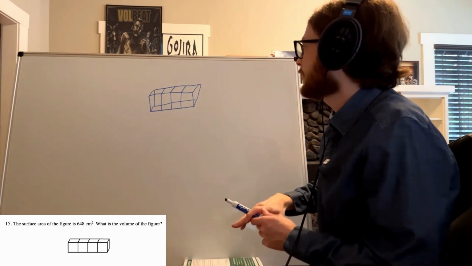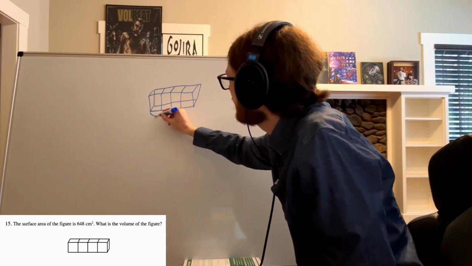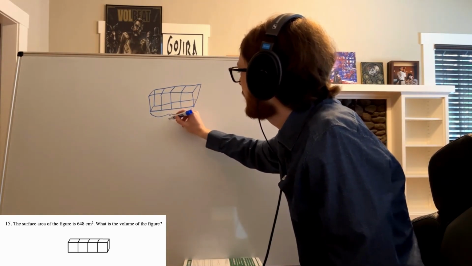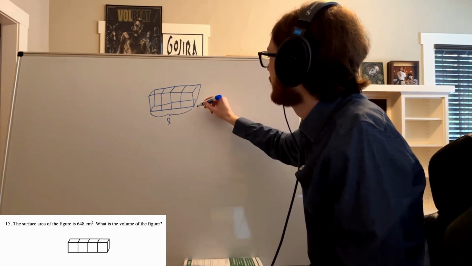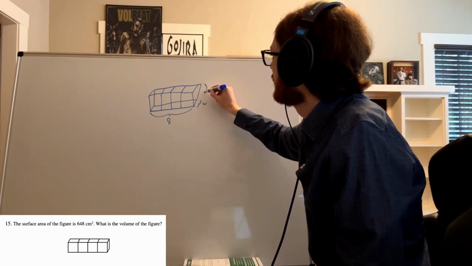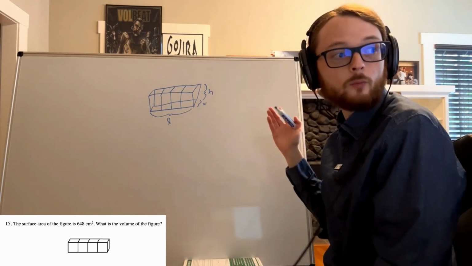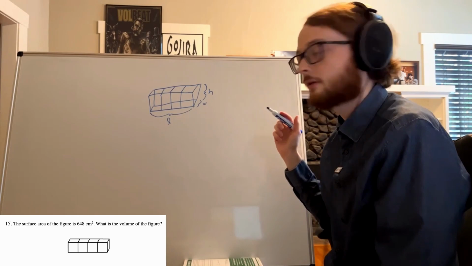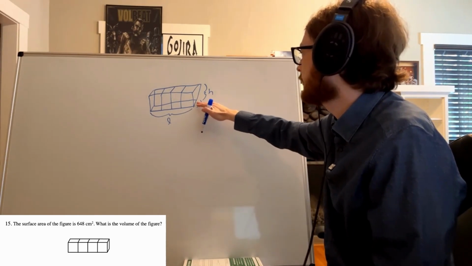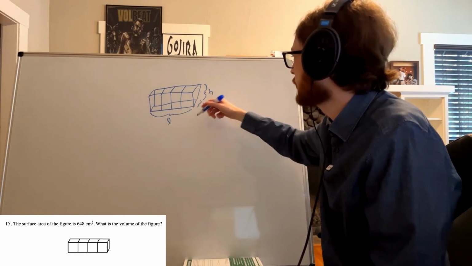Basically, if these are all cubes, all the side lengths should be equal. If we define that to be length, this to be width, and that to be height, well, these are cubes, and all the sides have to be equal length. So we know immediately that width is equal to height because it's a cube.